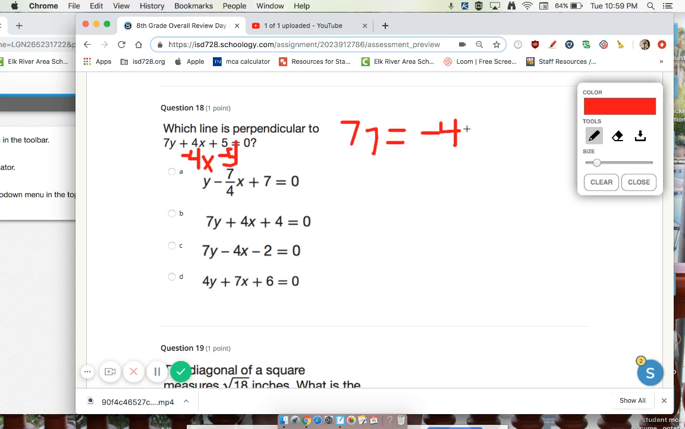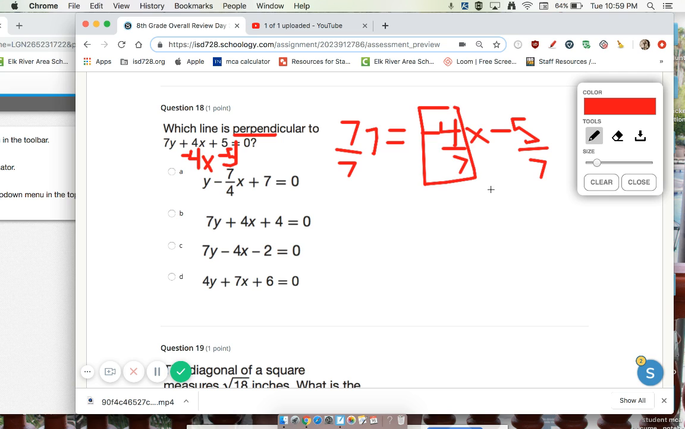And I don't need to care about the minus 5. I'm just going to write it there just to be proper, because all you care about is slope. Remember, perpendicular means you flip it, make it the opposite side. So now I'm going to divide through by 7. And now that's all I need to care about. So I have my slope. My slope is right here, negative 4/7.